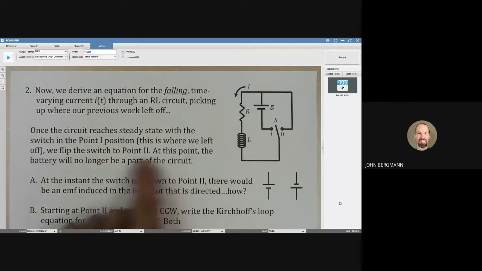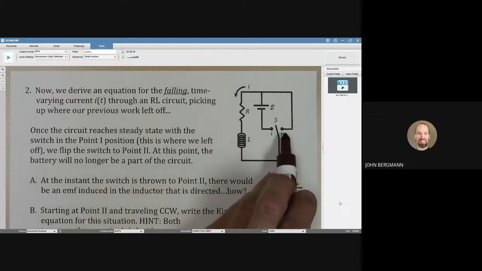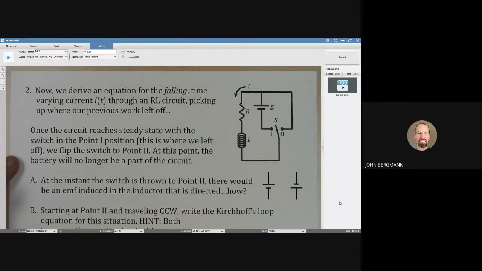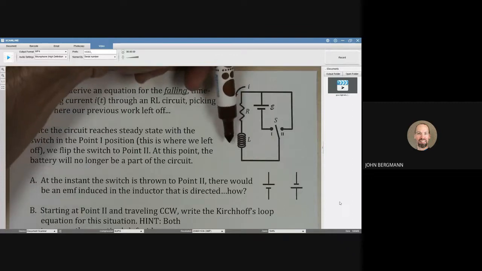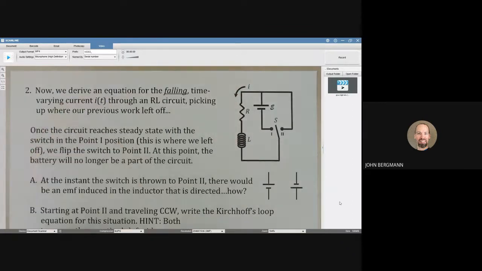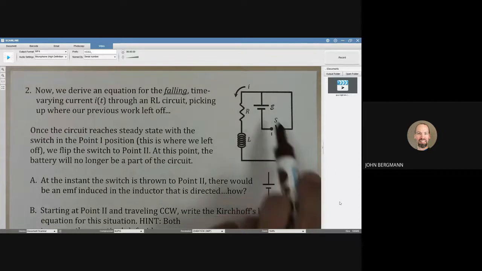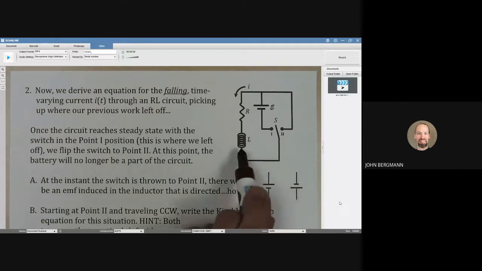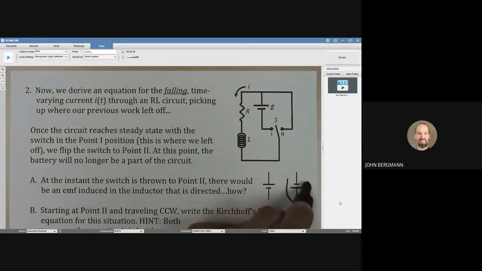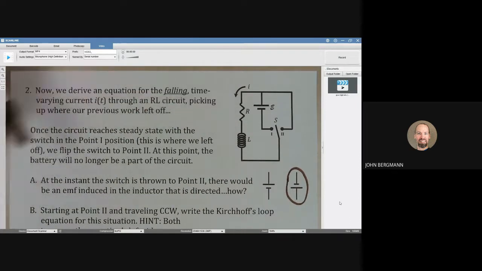It says right here at this point, the battery will no longer be a part of the circuit, and you can clearly see that. Once we flip that to point 2, there won't be any battery involved. At the instant the switch is thrown to point 2, there would be an EMF induced in the inductor that is directed in which direction? Well, the current through the inductor is going down towards the bottom of the page, and remember, inductors don't like change. So as soon as we shut off the battery, as soon as we turn off the juice, this inductor doesn't like that change. So it's going to wake up from its slumber, and it's going to attempt to keep that current going by having an EMF that's induced towards the bottom of the page.